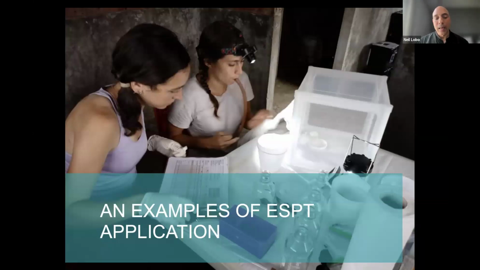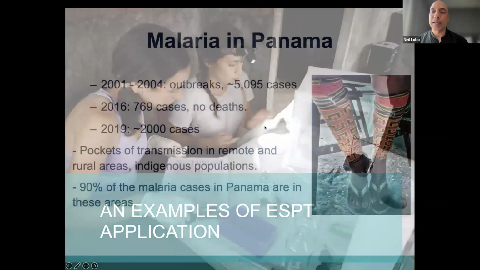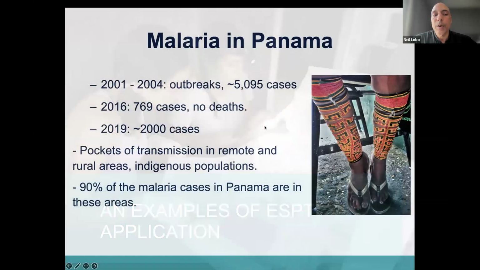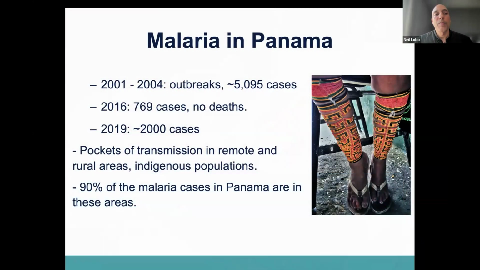So the last presentation for today, and I hope I finish this in time, is an example of application of entomological surveillance using the ESPT and how this actually made a difference. So we're going to talk about malaria in Panama. From 2000 to 2004, malaria had gone down. There were just a few outbreaks. There were about 5,000 cases.